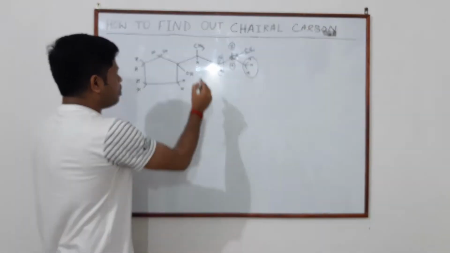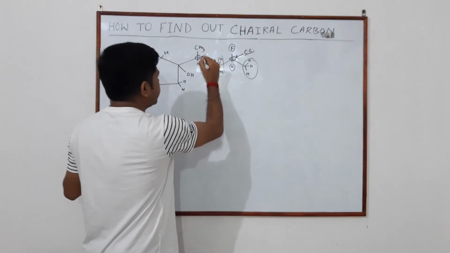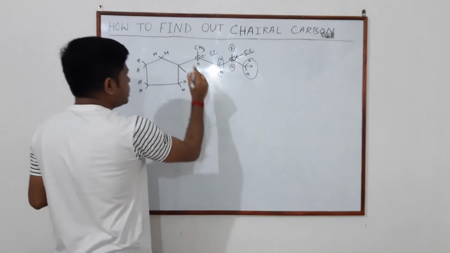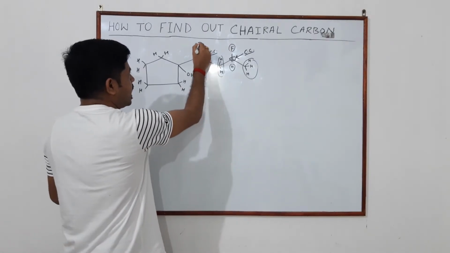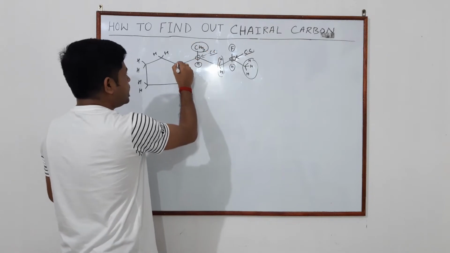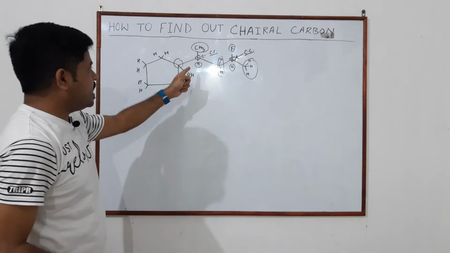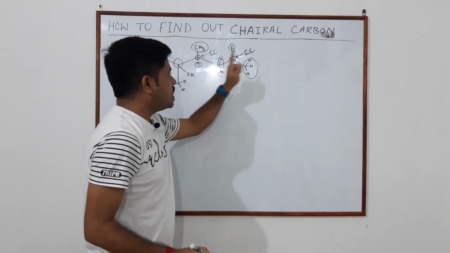And if I am talking about another one, this carbon is also a chiral center. You can say CC. Why? This carbon is attached with this CH2 fragment, another H, another CH3 group, and this different carbon center. So you can see this carbon is chiral and this carbon is chiral.